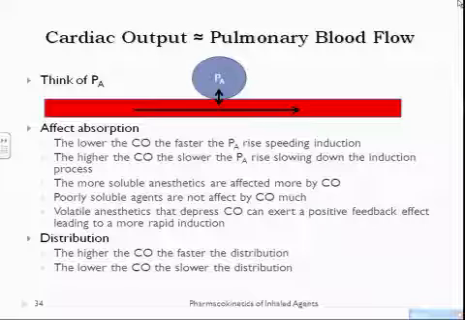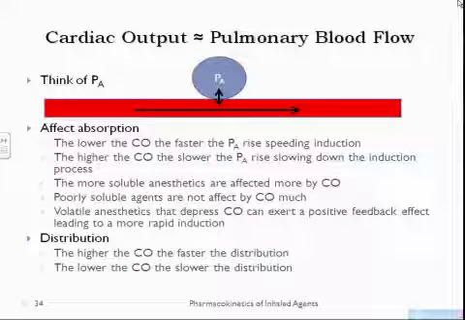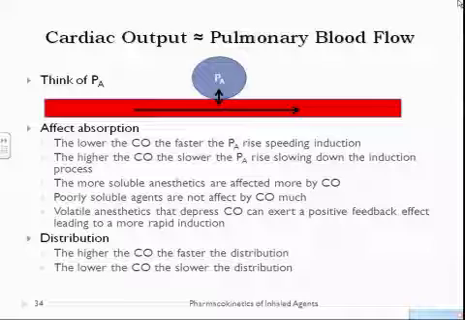Distribution-wise, the higher the cardiac output, the faster it gets there. But if you're asking which one is going to make a difference in putting that person to sleep, if we're using the very soluble agents, like halothane, let's say, in a vaporized induction in an individual with a low cardiac output state, that more soluble agent is really going to concentrate, and it may take a little bit longer to put them to sleep, but once it hits them, it's going to knock them down pretty quick.